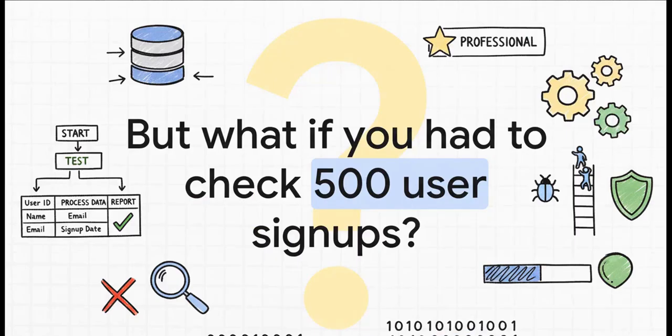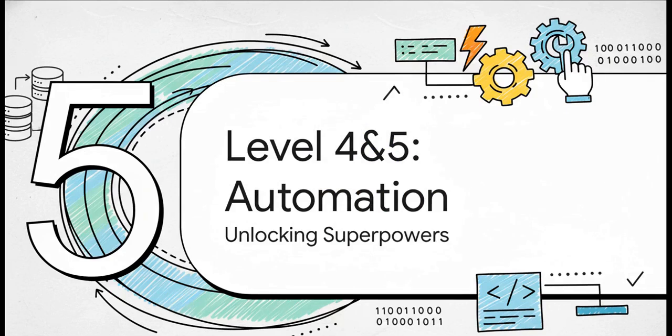But this is where we hit a wall with manual testing. Checking one sign-up, easy. 10, yeah, probably fine. But what happens when you need to check 500 or 5,000? This problem right here is exactly why we need a much more powerful solution. And that brings us to where you unlock your superpowers.